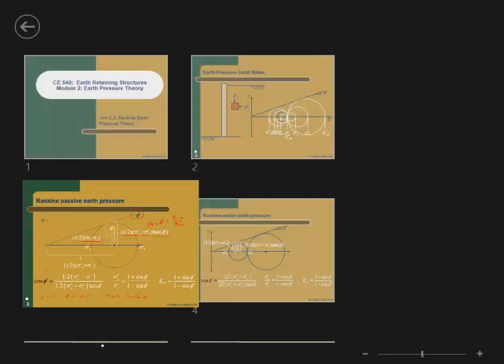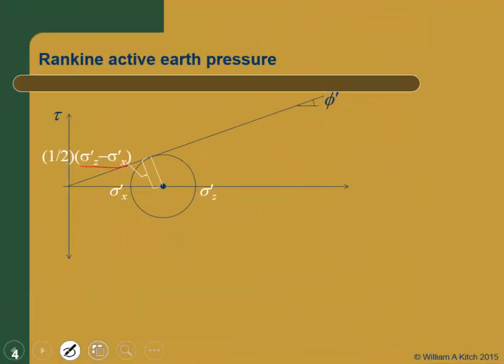And now it's sigma z minus sigma x because sigma z is bigger than sigma x in this case. You with me? The distance to the origin is the same. So the hypotenuse of the small triangle in the middle is the same.